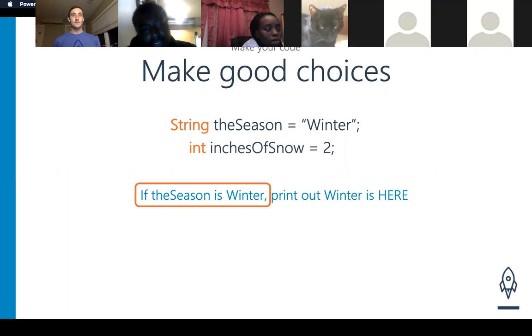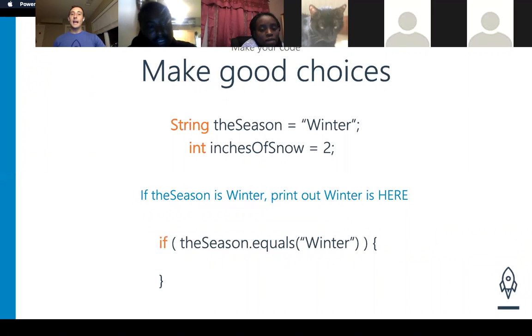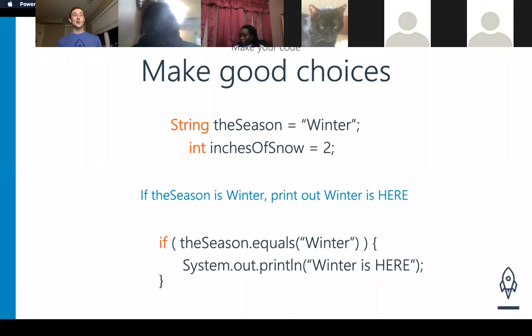Equals winter, and then in Java, with strings and with other classes, we actually use dot equals. Yeah, that's right. If we had the equal operator. The biggest thing here is that String is a class. With classes, we use dot equals. It says then print out winter is here. So we say winter is here, Jon Snow. So season dot equals is how we do that comparison.